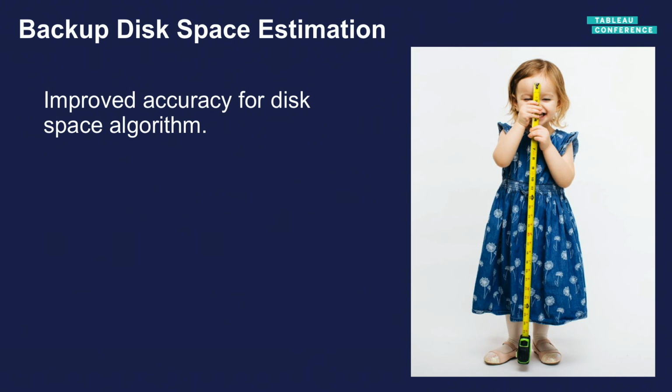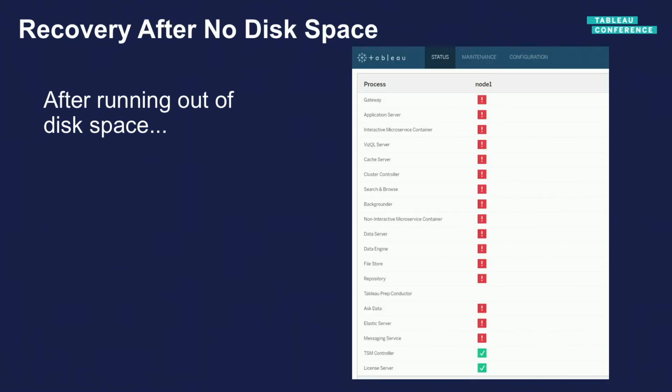Because this estimation is more accurate, you can back up with confidence that you will not run out of disk space. As server administrators, you know sometimes you will still run out of disk space for other reasons. So we made recovery in this scenario better too. Maybe you've run into this situation after running out of disk space. TabSVC failed to write an essential state file, and now your server is all red. All of your processes are down. Previously, this involved a support call, some manual file editing, in order to get your server into a good state again. Now you can run TSM restart through the command line or the web UI in order to recover the state of your server.